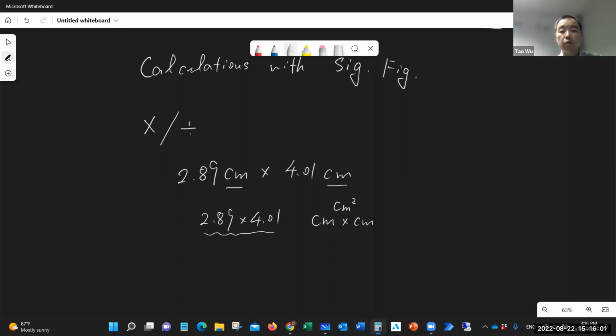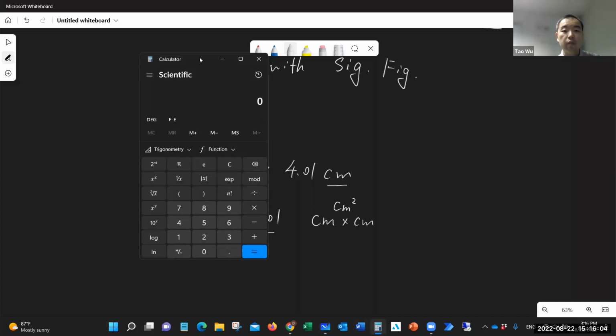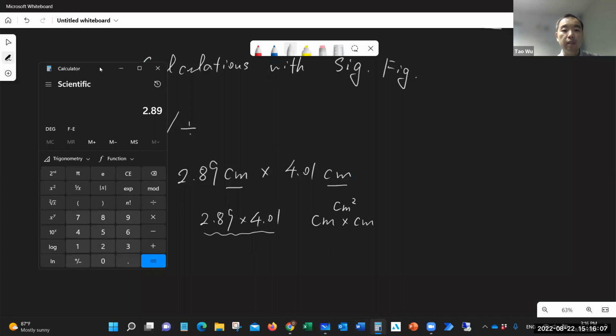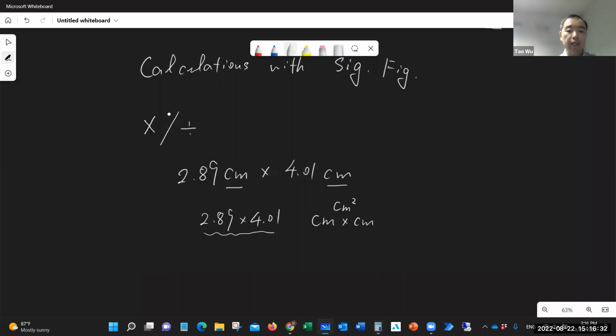In general, if you do the calculation in the calculator, it's pretty easy, right? Just 2.89 times 4.01, and you get 11.5889. But the point is, this has too many decimals. You cannot have that many digits, those are generally not accurate numbers. So we have 11.5889, and this is square centimeter.